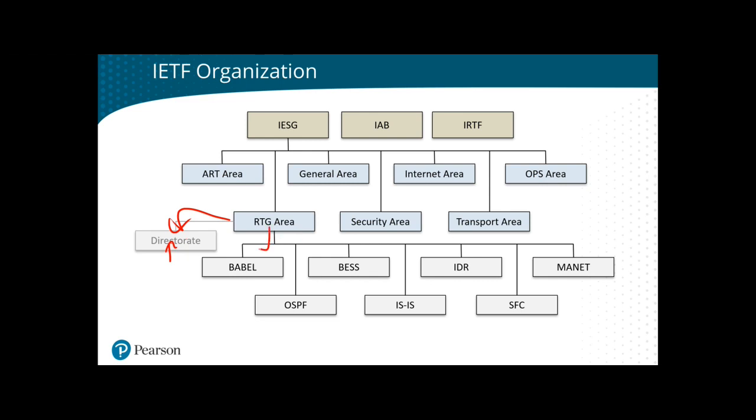And then you'll have working groups like Babel, BESS, OSPF. Babel is being closed. ISIS and OSPF have actually been merged into LSR, link state routing. IDR, which is BGP, BESS, which is BGP policy, SFC, MANA, and there's a new one called TVR, time variant routing. So all of these have working group co-chairs and working group mailing lists, and they all have documents that they're working on to figure out new standards and make things work better.